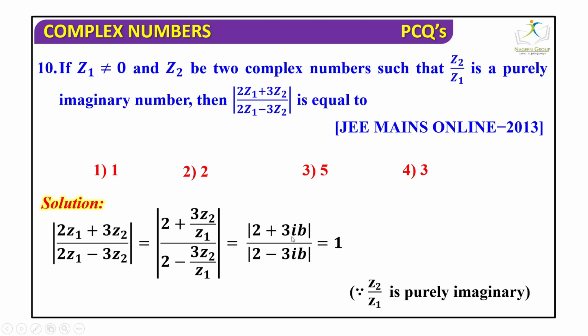So this value I am taking iota b, this also iota b. So from here we cancel out these two terms. The conjugate will be same, sorry, modulus will be same. It is equal to under root of 4 plus 9b square, right? Here also under root of 4 plus 9b square. So this value comes equal to 1.